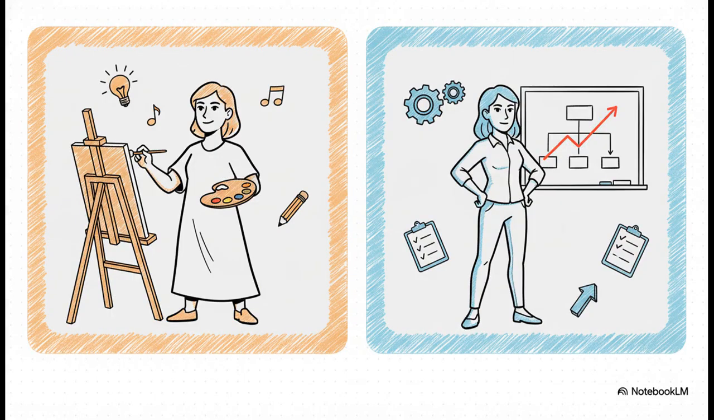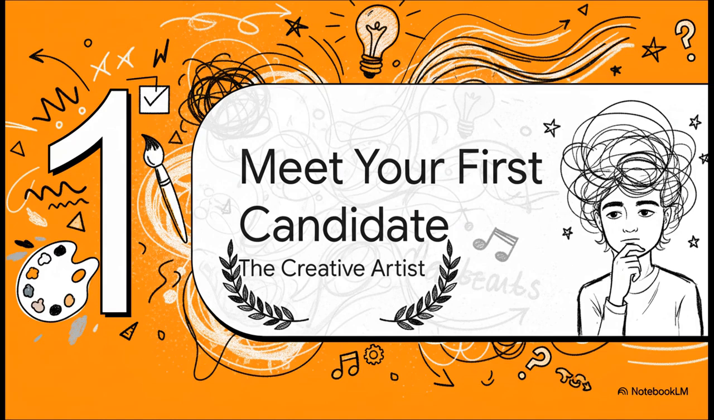And here they are, your two candidates. On one side, you have this visionary, the creative artist, just brilliant at bringing new ideas to life. And on the other, you've got the proactive manager, a total master of logistics and just getting things done. This simple choice, believe it or not, is the key to understanding the huge difference between generative and agentic AI. First up is the candidate you almost certainly already know, even if you don't call them by this name. So let's meet our creative artist.